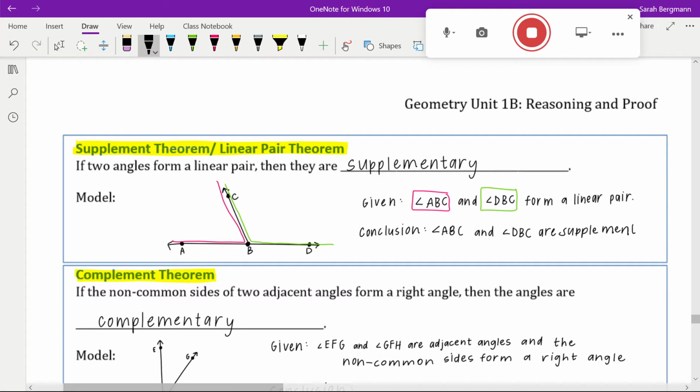We're basically using the law of detachment here. Since they are supplementary, by the definition of supplementary, you would always be able to go ahead and say that the measure of angle ABC plus the measure of angle DBC equals 180. That's by the definition of supplementary.